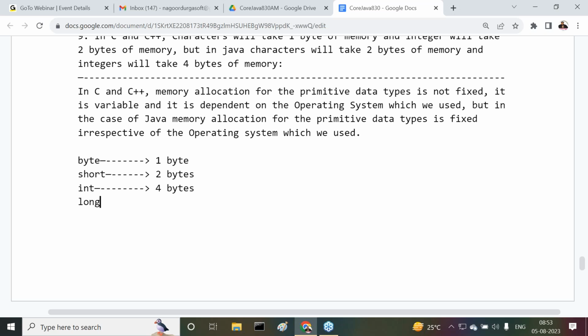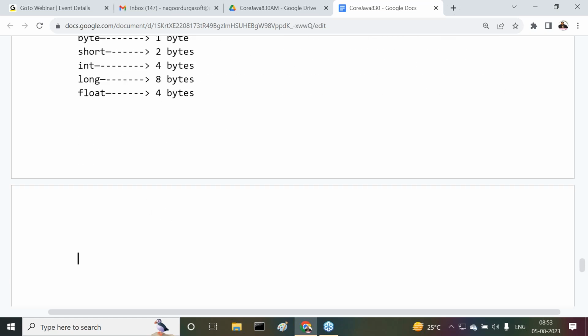Long will take 8 bytes of memory. Float will take 4 bytes of memory. Double will take 8 bytes of memory. Char will take 2 bytes of memory. Next one is Boolean, which will take 1 bit. Boolean will take what there? 1 bit. That's it.